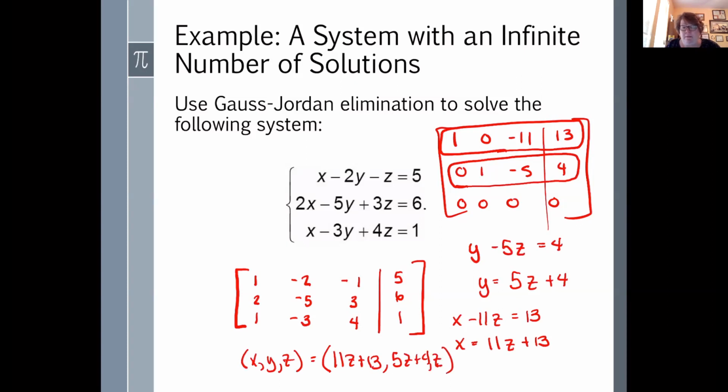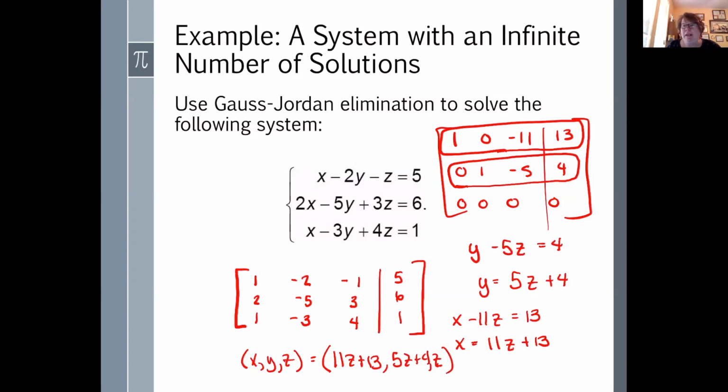So what does this mean down here at the bottom? It means for a particular z, I get some x and some y. For example, if z is 1, x would be 24, and y would be 9. If z is 0, x would be 13, y would be 4. So depending on what z is, we get a different x and y.